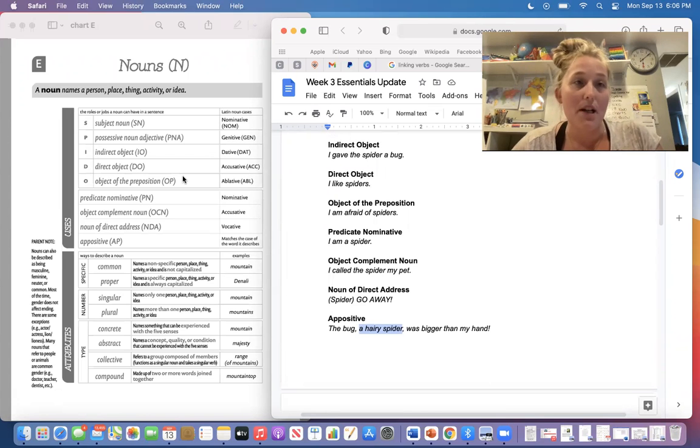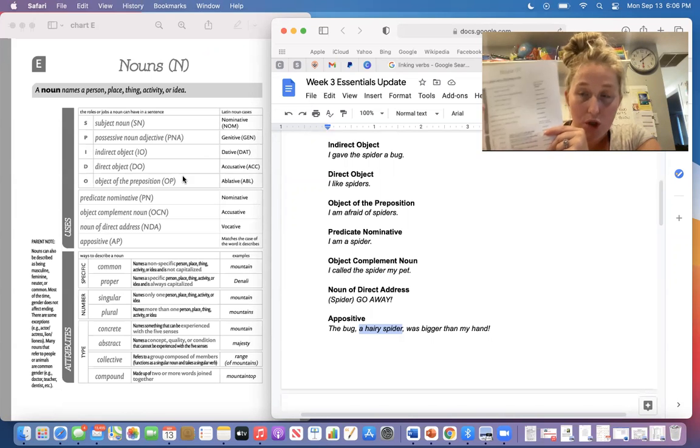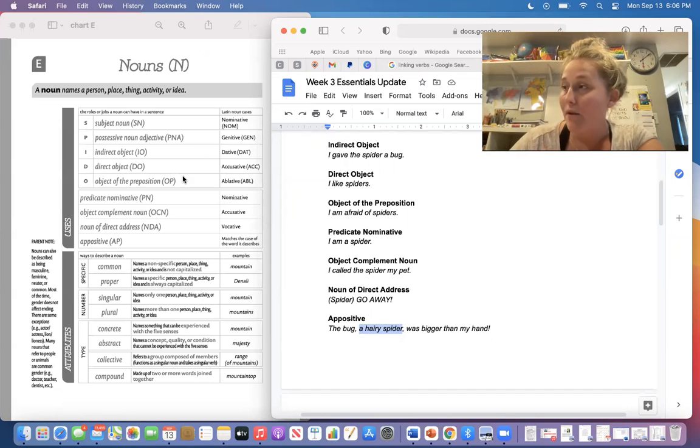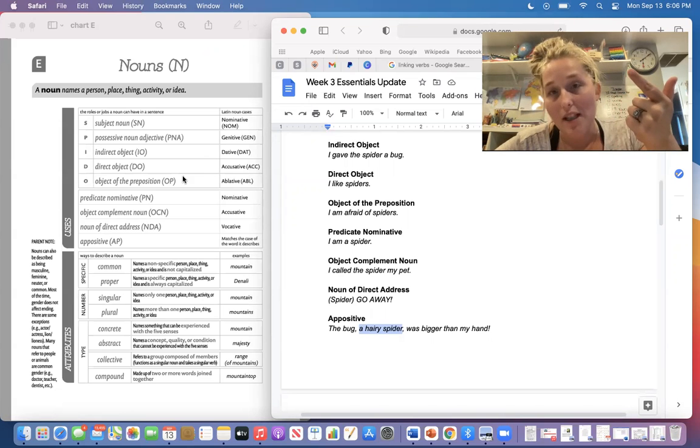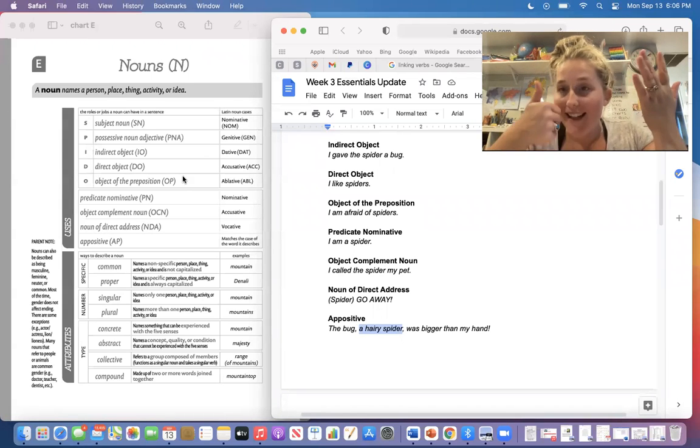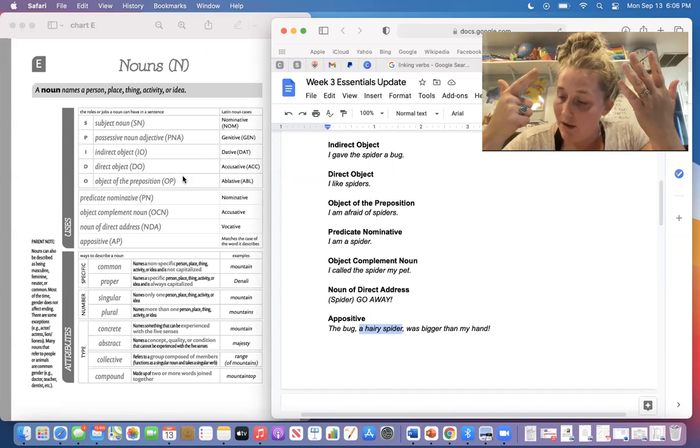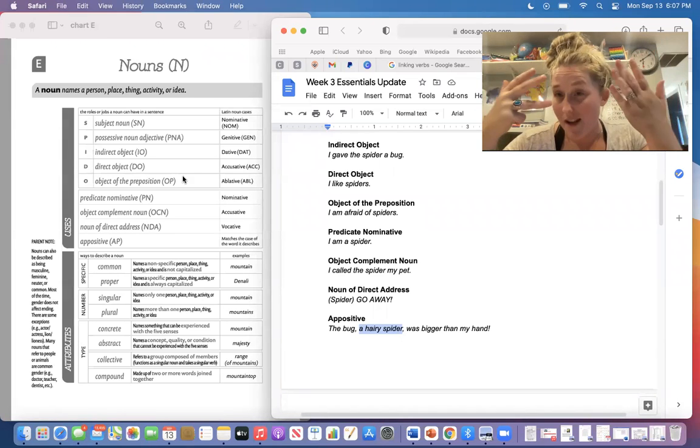You can even start just remembering a noun names a person, place, thing, activity, or idea. That's something that you can get started on. Then when you go in and start copying this chart, start with the first portion and then move on to the second portion. Okay. So maybe one day this week, you will completely copy all of that top portion. SPIDO, Spido, Pona, PONA. So subject, noun, possessive noun, adjective, indirect object, direct object, object of the preposition, predicate nominative, object complement noun, noun of direct address, and the appositive. So that is going to help you remember those 9 different things.